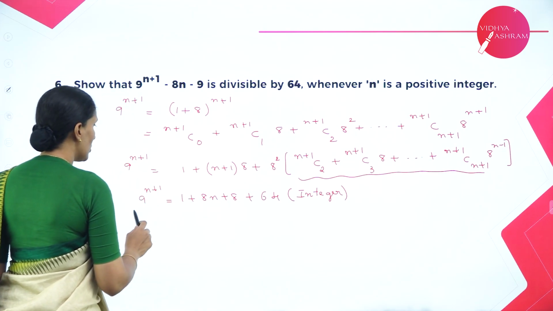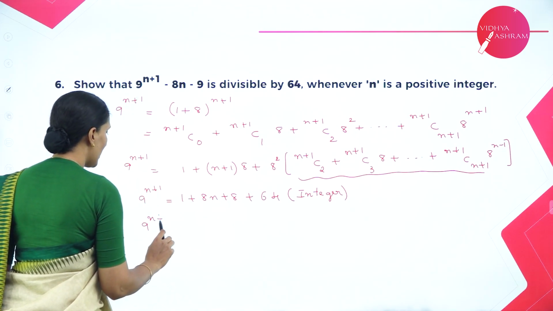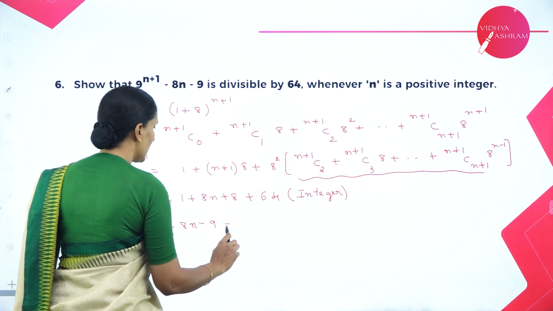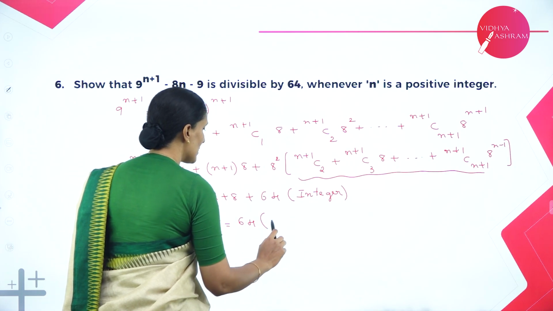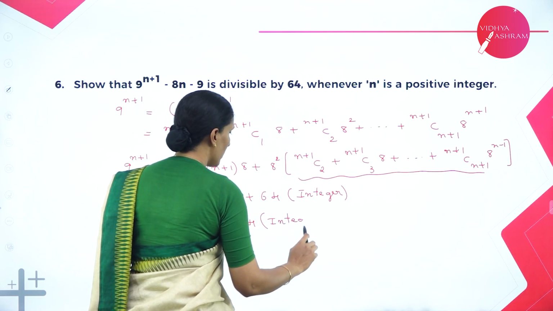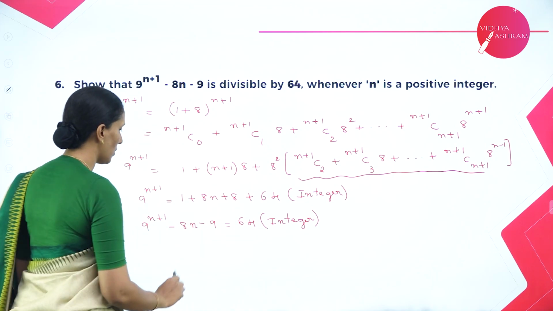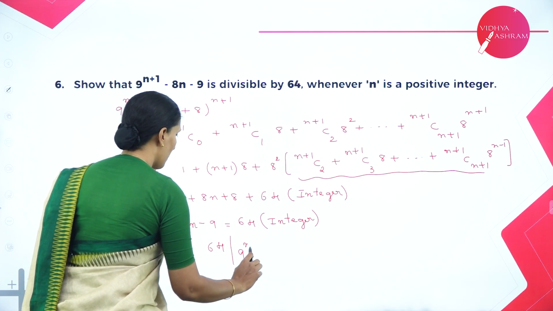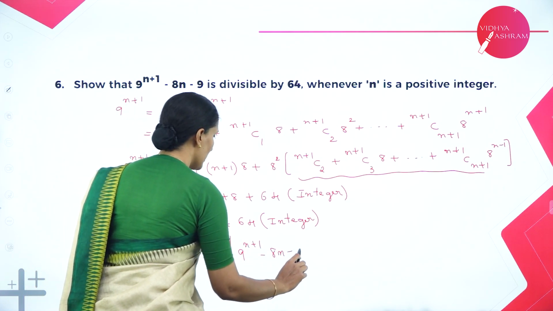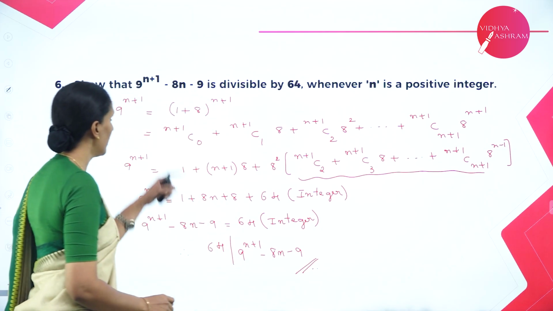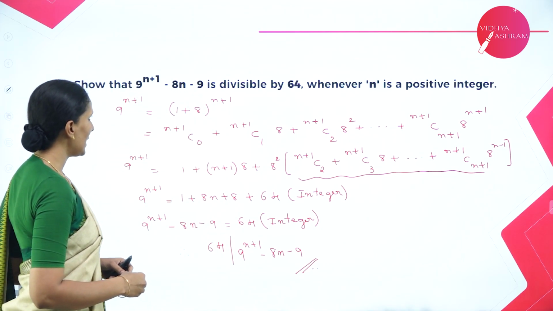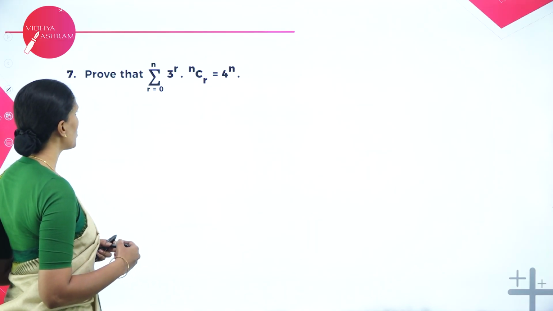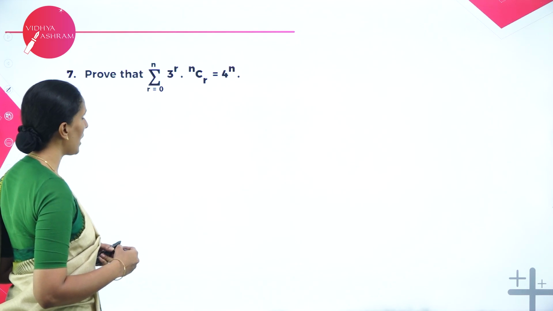If we shift all these to the left hand side, we get 9 to the power n plus 1 minus 8n minus 9 is equal to 64 into some integer value. It's a product of 64 with some integer. Therefore 64 divides 9 to the power n plus 1 minus 8n minus 9. So this clearly indicates that 9 to the power n plus 1 minus 8n minus 9 is divisible by 64.